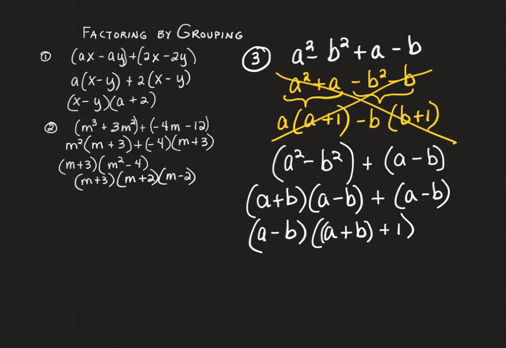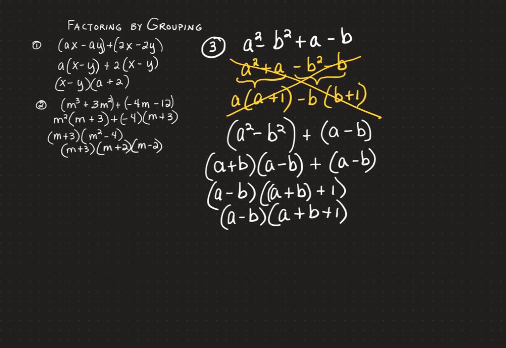So I've got a lot of parentheses there. Do I really need all of them? Well, no. But I get this, a plus b plus 1 as my second term. And that is completely factored. But wait a minute. This was tricky. I should probably really check this. Okay, so I'm going to check it.